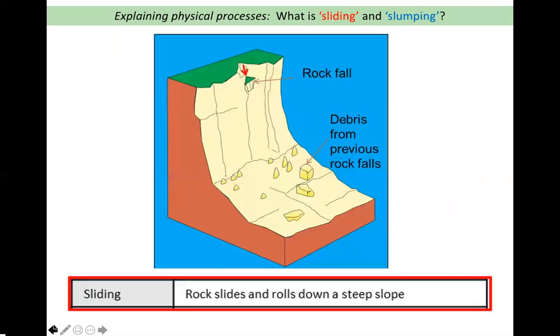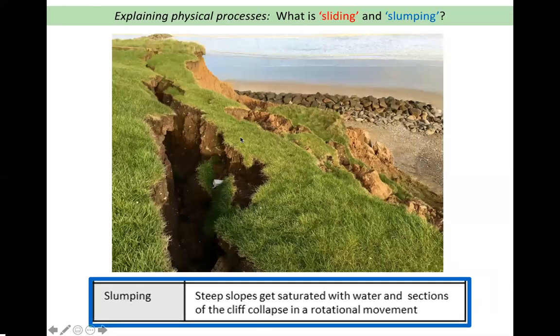Ooh, we're getting a little bit ahead of ourselves. Great. So there's our little rock falls. Rock slides and rolls down the steep slope. So that is sliding. The next type of mass movement that we need to know is slightly different, and it's really important to remember that they are two different things. So it's really good in the exam if you can talk about and explain both of them in an 8-mark question like we're going to do in a second.